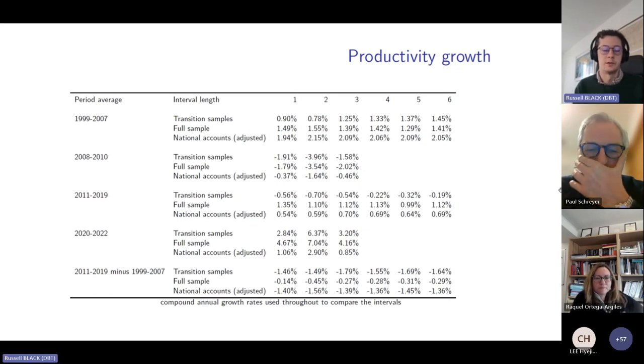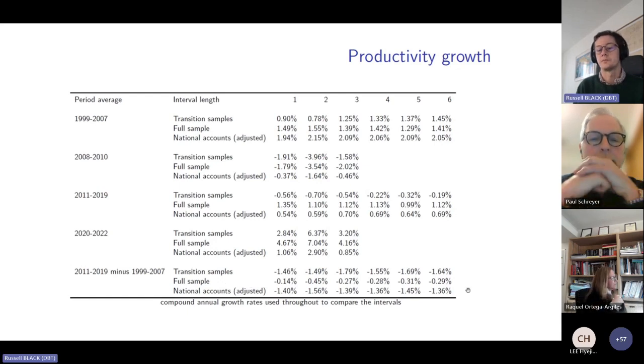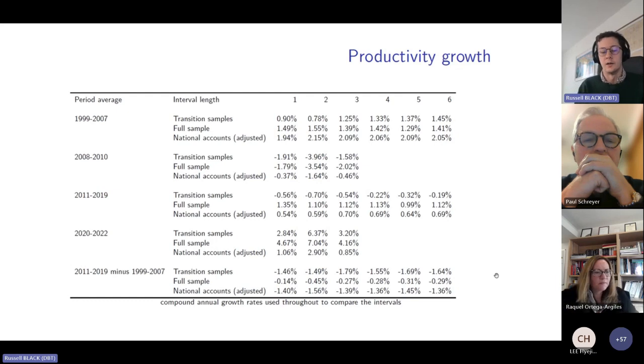This is the table showing whether this is a good assumption or not. So the national accounts productivity fall is around 1.5 percentage points. If we use our transition samples, it's either 1.5 percentage points or about 1.6, 1.7 percentage points. So this is roughly the best that we can do with the data and with the requirements to get data on and track the companies before and after.